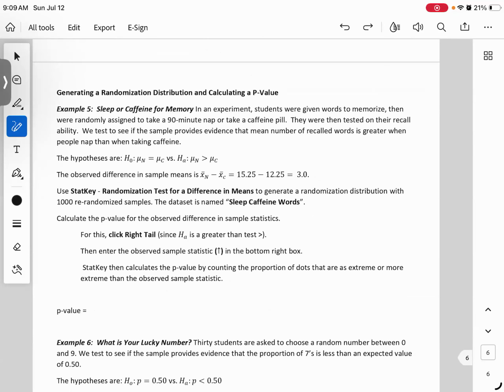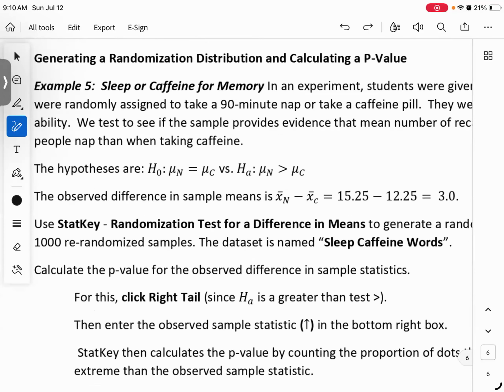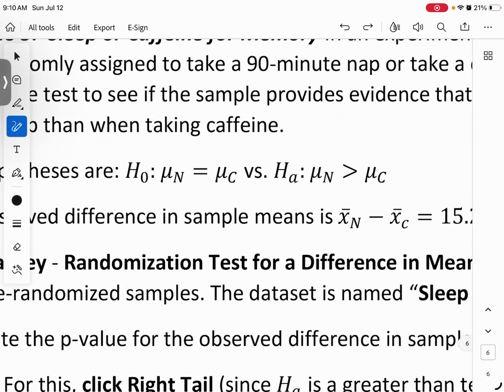Now, the last thing that we're going to do is see how StatKey can be used to also help us get the p-values. This one's already set for us. This was a study to see whether students could do better memorizing words if they took a nap or if they relied more on coffee. You can see that the hunch here was that maybe if you took a nap, you would do better than people who were doing caffeine.